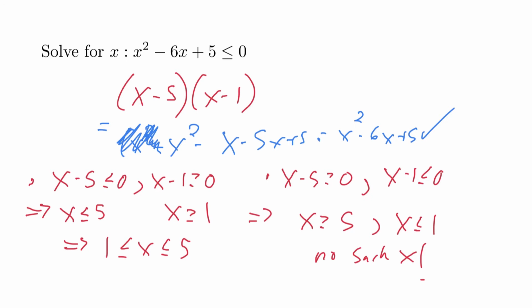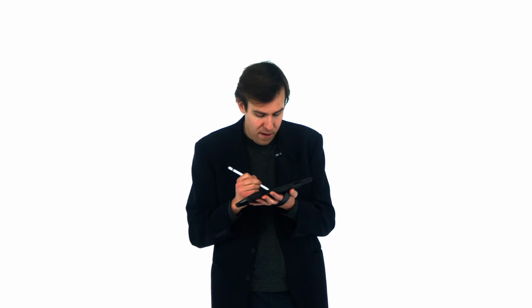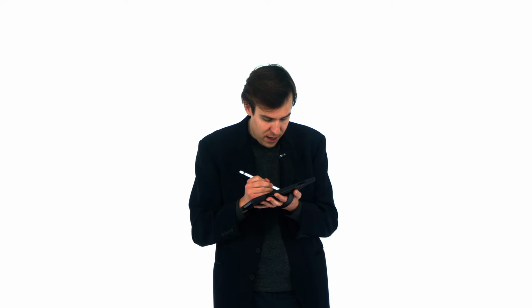So in this case, it's not possible to have x minus 5 be greater than or equal to 0 and x minus 1 be less than or equal to 0. They're disjoint. They have no intersection. So the only way for this inequality to hold is if x is between 1 and 5. So this is the solution set.